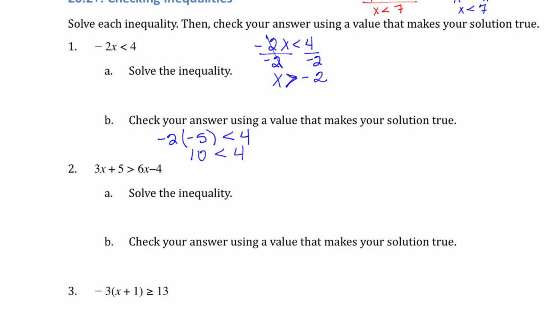So, somebody pick a value for x that is greater than negative 2. 6. So, if negative 2 times 6 is less than 4, what's negative 2 times 6? What's 2 times 6? 12. Negative 12. Is negative 12 less than 4? Yes, that's true. This is false.